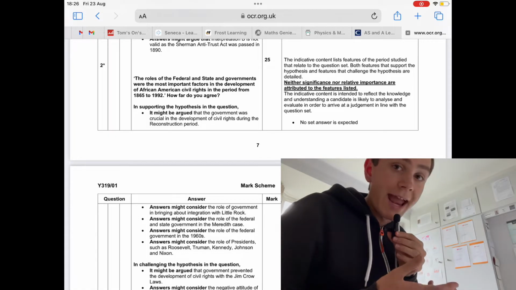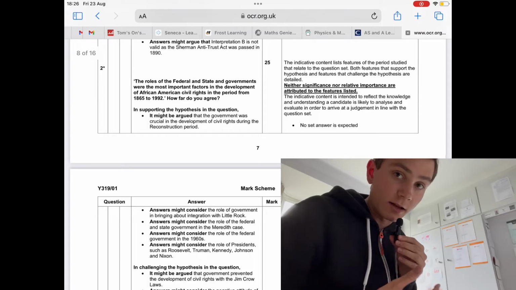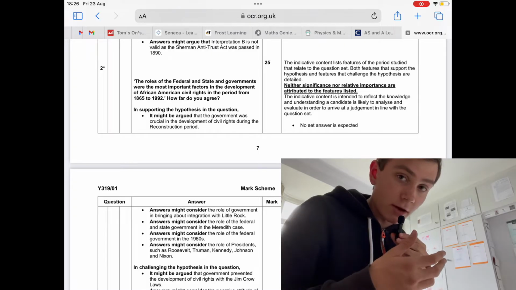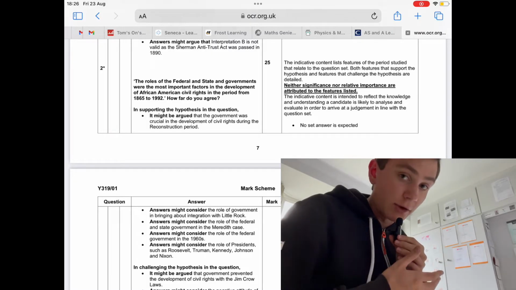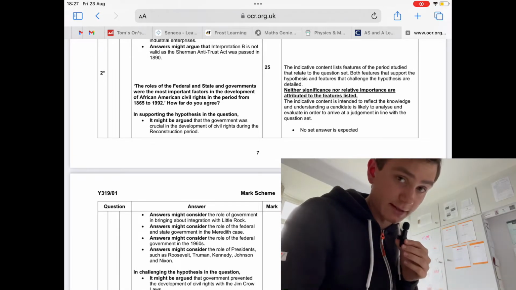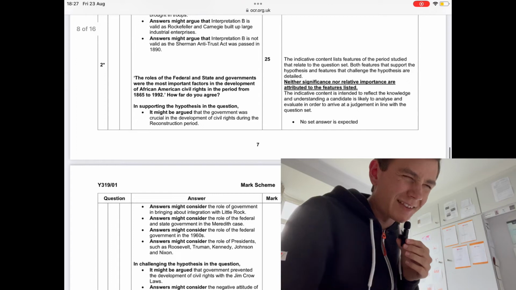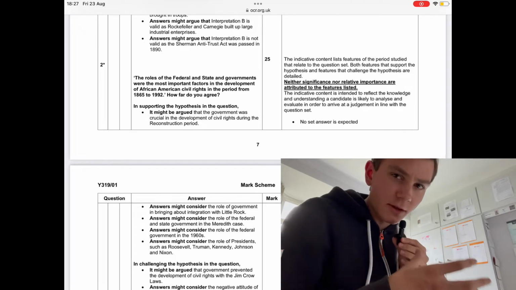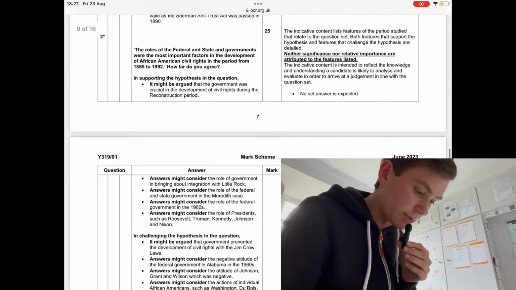At the end of the day, it's history. You can interpret it, you can analyse it how you want. It isn't just asking for dates. This is A-level, and university only gets even more like that. So there's no set answer expected. Remember, when it comes to this question, there's nothing you have to write. It's about your own interpretation of it.